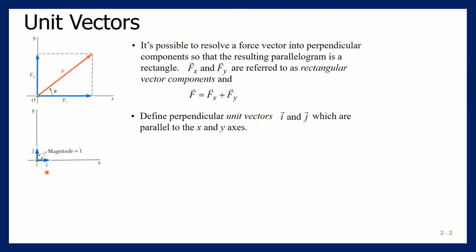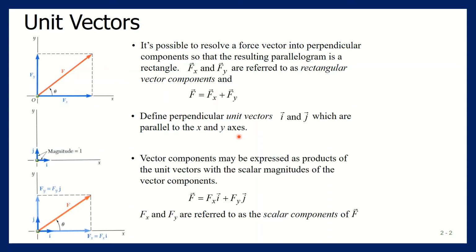So we have defined two unit vectors, i and j. i is the unit vector in x direction and j is the unit vector in y direction. So i is parallel to x, j is parallel to y. Similarly, in 3D, we define k as parallel to z axis. So now if you want to resolve the force, you can do so by this method.